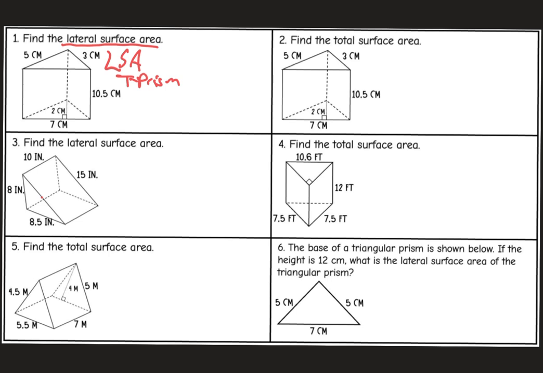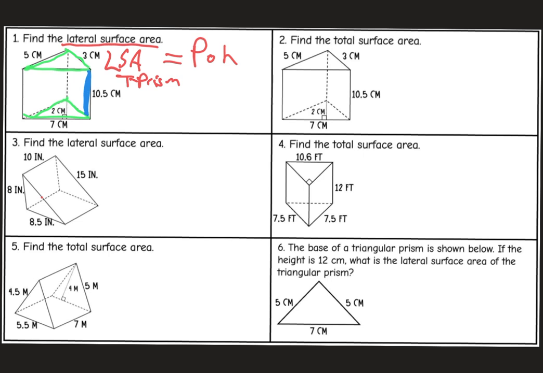So we have the LSA of a triangular prism, and our formula is perimeter times height. Now, reminder that perimeter is the distance around a base. Earlier I used the color green, so I'm going to stay consistent to that. The perimeter is the distance around the base. And then earlier I picked blue for height, and the height connects bases.